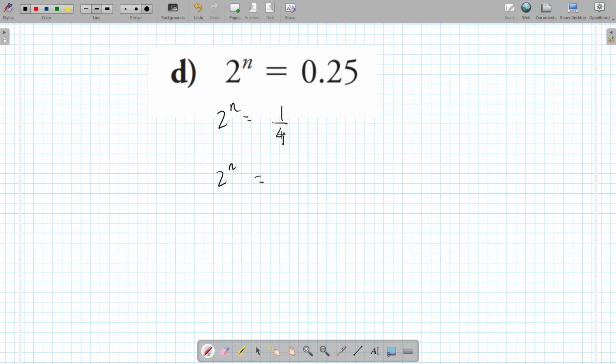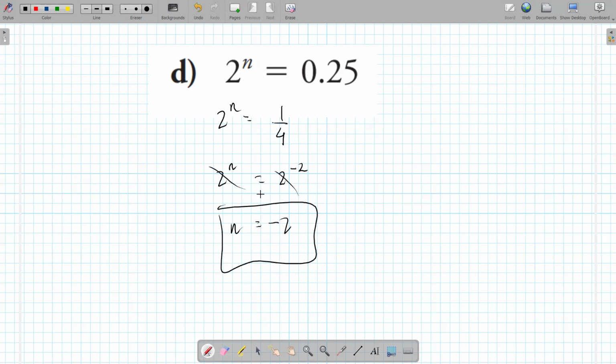How can we write 1 over 4 as 2 to the power of something? What would be the exponent? 1 over 2 to the power of 2. Yes, it'll be 1 over 2 to the power of 2. And then when you move it up, the 2 to the power of 2 on the bottom comes over here like this. So what does n equal? -2. -2, and you're done.